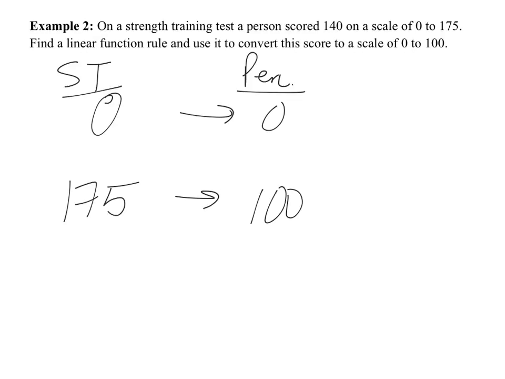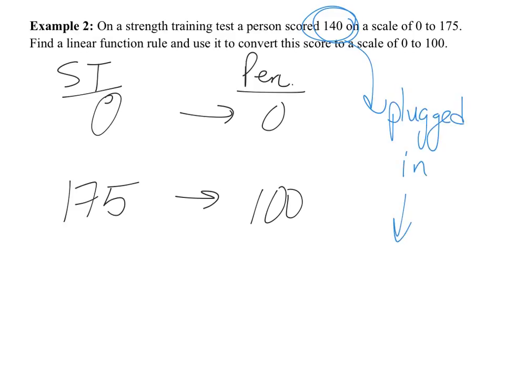Now, it says find a linear function rule and use it to convert this score to a scale from 0 to 100. So eventually, you're going to plug a 140 into the rule. This is going to be plugged into the rule, so this is your input. And then you come out with a percentile. Think about it logically. You're going to take 140, plug it into whatever rule you make, and get out a percentile score. Now again, as Will said, just divide it by 175, you'll get the percentile, but we're going to make a rule for it, and it's the same thing as what you said a moment ago, actually. So we're going to plug it in and get a percentile.